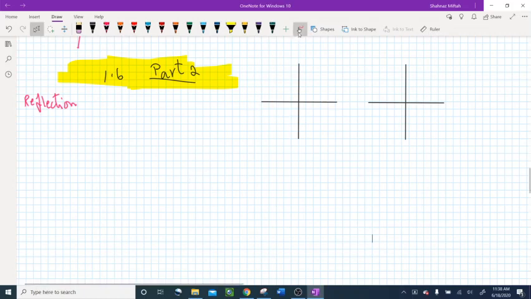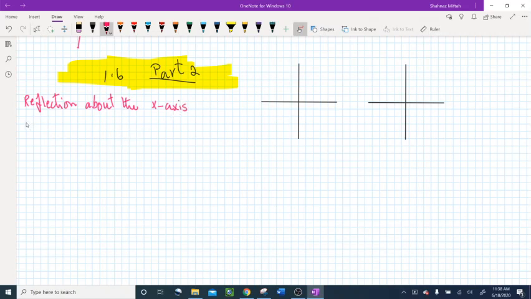Hi everybody, today we are going to work on part 2 of 1.6 objective, which was transformation of graphs. The first one is reflection about the x-axis, and reflection about the y-axis.